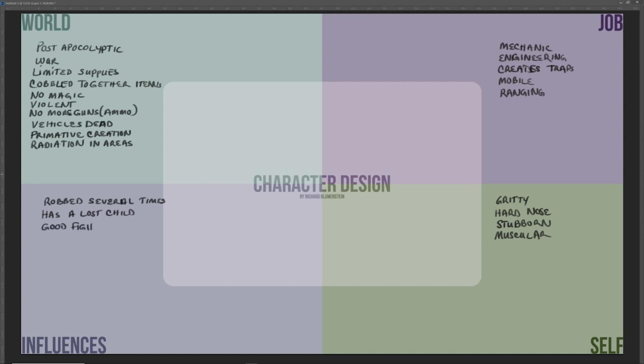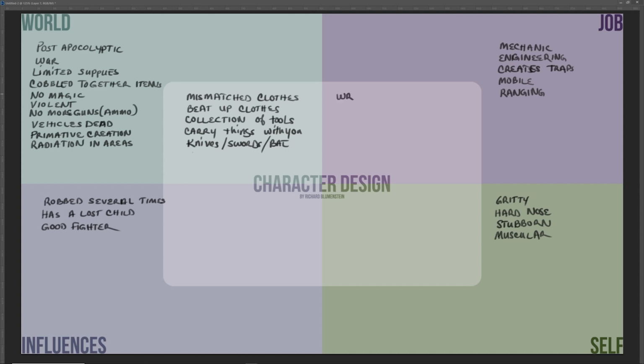the character. So, you know, because the world is developed the way it has, he's not going to be wearing a 3-piece suit. He's going to have mismatched clothing. His clothing is probably going to be beat up. He's going to have a collection of different tools he's found, and he's going to carry everything with him. So probably a backpack or something along those lines. He's also going to have knives and swords and bats and things like that.